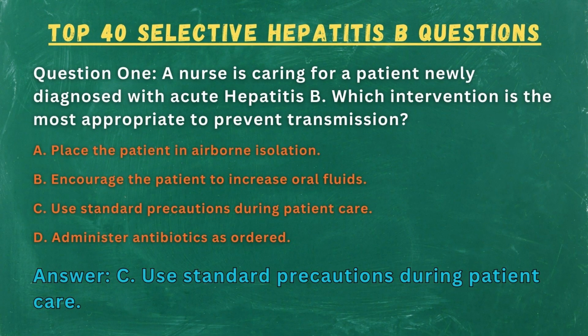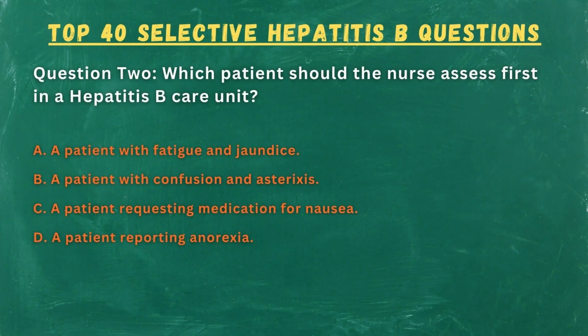Answer. C. Use standard precautions during patient care. Question 2. Which patient should the nurse assess first in a hepatitis B care unit? A. A patient with fatigue and jaundice.